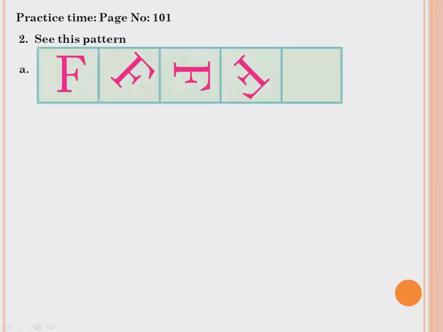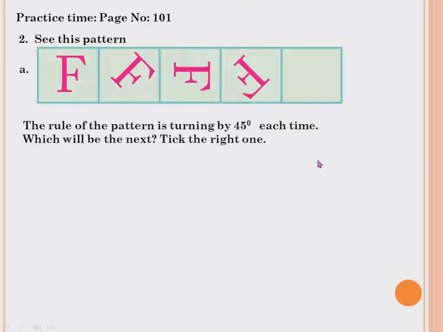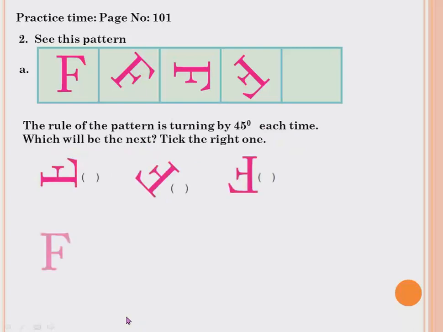See this pattern. So here, see how the pattern is? F is like this, then it became slanting, then sleeping, again slanting. The same thing which you saw before, yes or no? The rule of this pattern is turning by 45 degrees. So how many degrees are they turning? 45 degrees each time. Which will be the next? Tick the right one. So now they are asking us which will be the next.